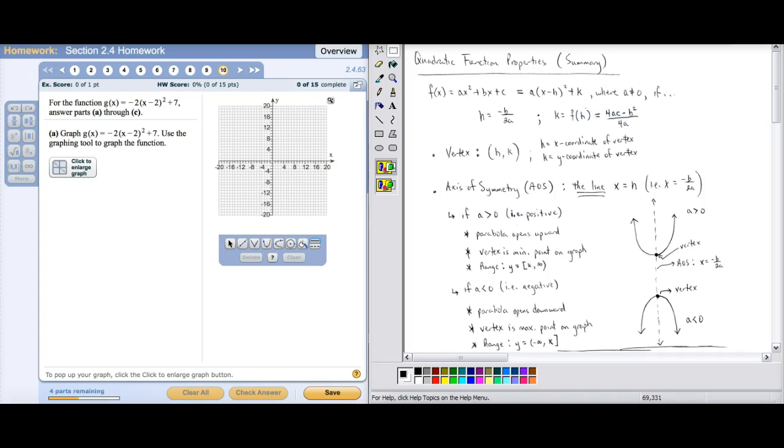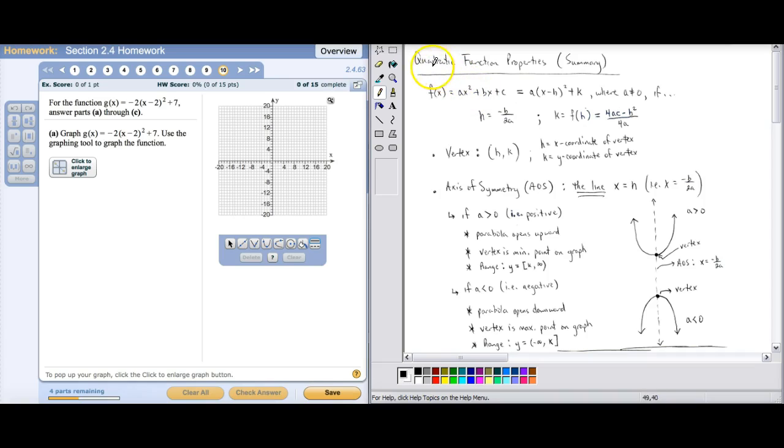We also know that the vertex is a maximum point on the graph, and that the range comes from negative infinity and goes up to the highest point on the graph, where that point's y coordinate is k. So the range would be from negative infinity to whatever k is. In general, this is a summary of the quadratic function properties, and we're going to use that to answer the following questions that we have here.